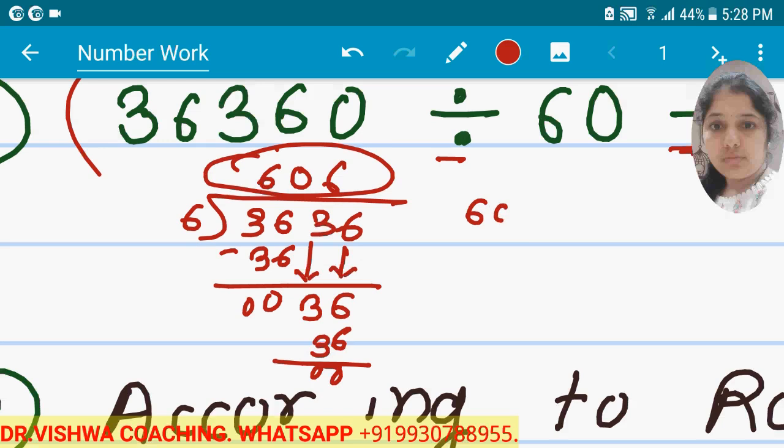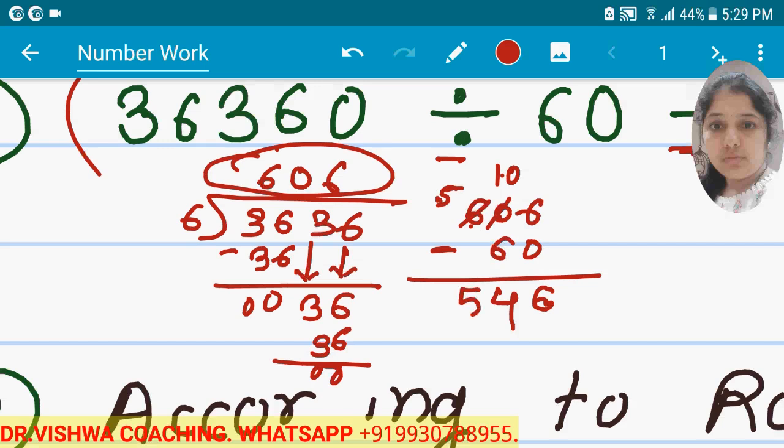Now from this 606 we can subtract 60. Now subtract 6 minus 0, 6. Now 6 cannot be subtracted from 0, so we will borrow from this 6. This 6 becomes 5, this 0 becomes 10. Now 10 minus 6 is 4 and 5 will come down as it is because there is no digit. So your answer is 546. Okay.